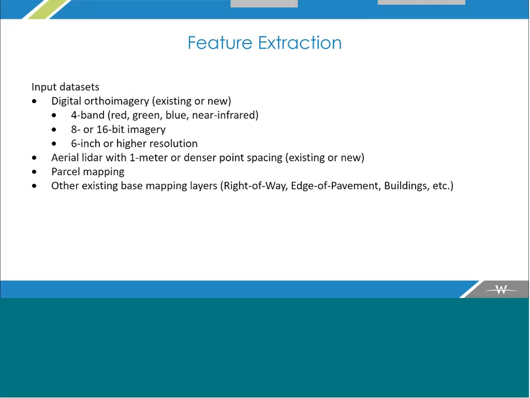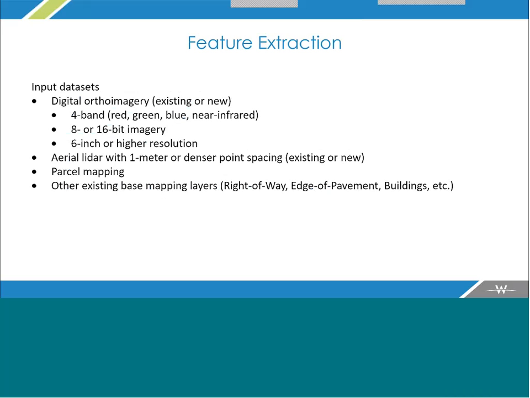So the types of input data that could be used in this case could be ortho imagery that's in 4-band form, whereby we're talking about red, green, blue, and near infrared. We'll talk a little bit about why near infrared is important. It could be 8 or 16-bit, or even up to 32-bit if that's available.